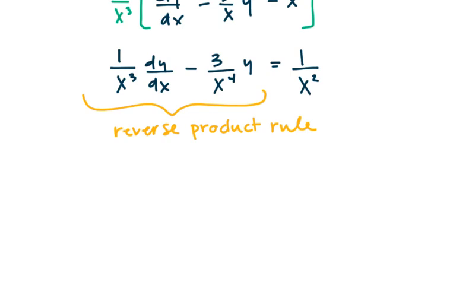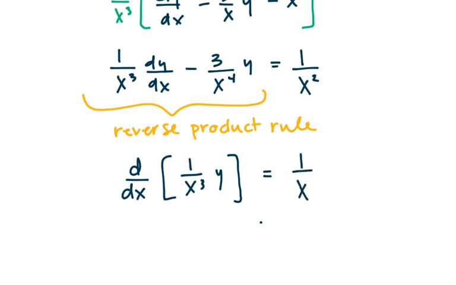So what we can do now is say that the left side of this equation is the derivative of 1 over x cubed times y, and that's equal to 1 over x squared. To continue, we would integrate both sides. Integrating the left, integrating the derivative, those are inverse operations, so they're going to cancel each other out. I have 1 over x cubed y equals the integral of 1 over x squared dx.